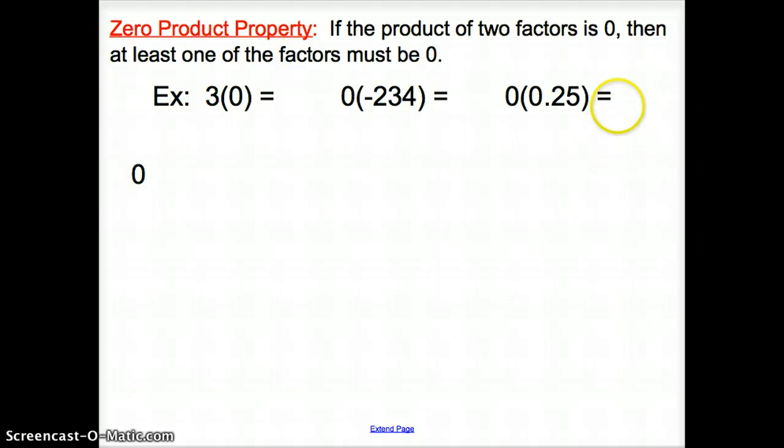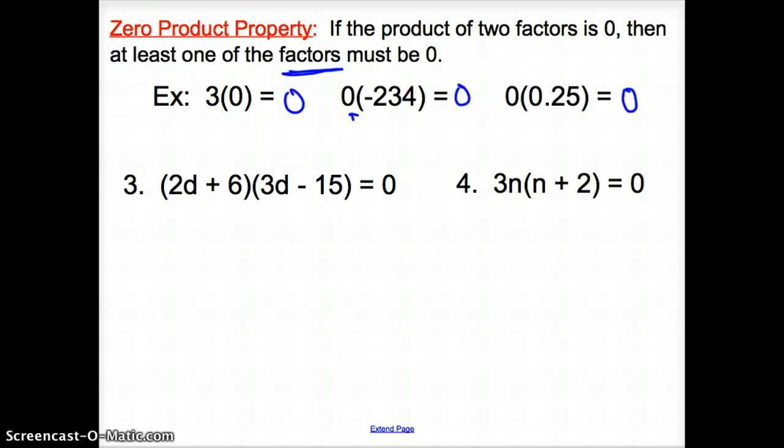Now we're going to move on to a vocab word, the zero product property. And it states, if the product of two factors is 0, then at least one of the factors must be 0. So for example, 3 times 0, this is 0 because one of the factors had to be 0. How about 0 times negative 234? That is 0 because one of the factors, something that we multiplied by, is 0. And then 0 times a decimal is still 0. So if it equals 0, one of the factors must be 0.